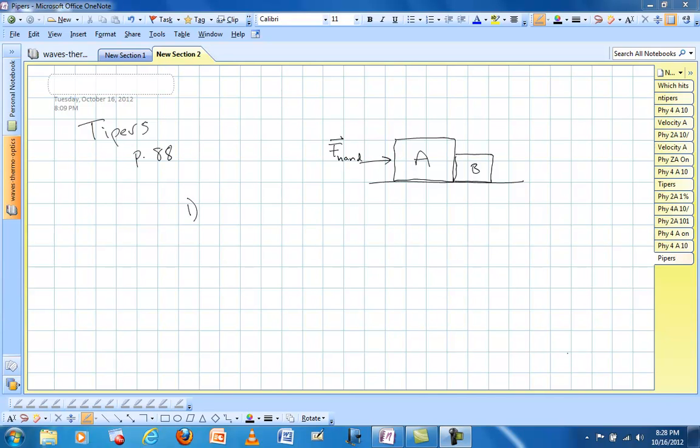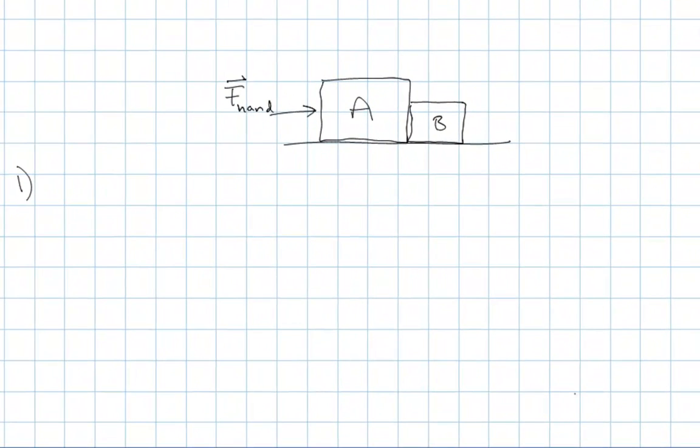For question 1, we're comparing the interaction force, the force that block A exerts on block B, and the force that block B exerts on block A. The interaction between those two blocks. Newton's third law tells us that when two objects interact, they interact with equal and opposite forces. So the answer here is C.